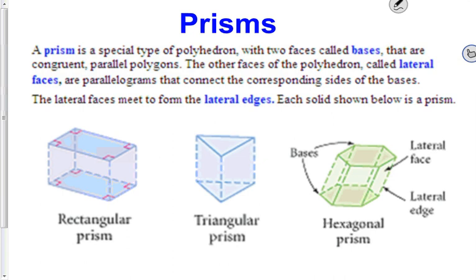Next, we're going to talk about prisms. A prism is a special type of polyhedron with 2 faces called bases that are congruent parallel polygons. The other faces of the polyhedron, called lateral faces, are parallelograms that connect the corresponding sides of the bases. The lateral faces meet to form the lateral edges. Each solid shown below is a prism. So the first one over here is the rectangular prism.